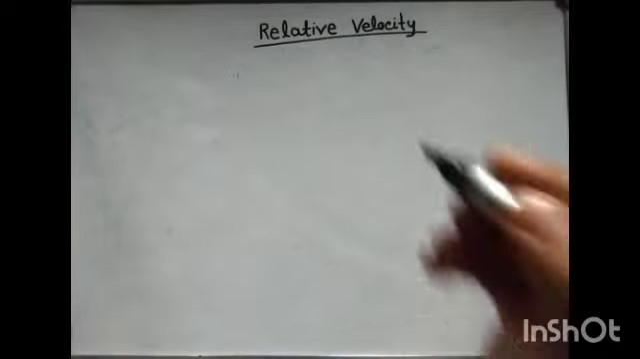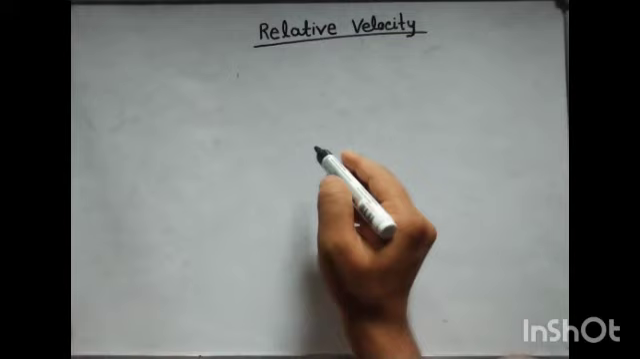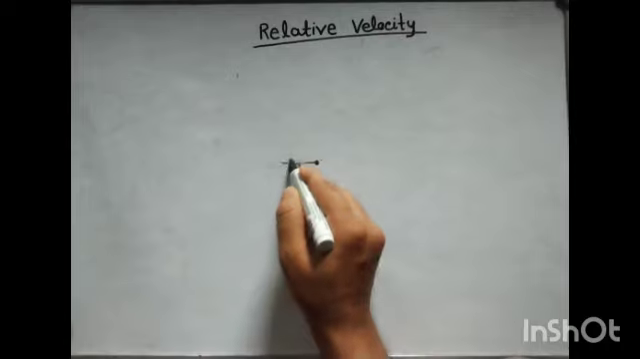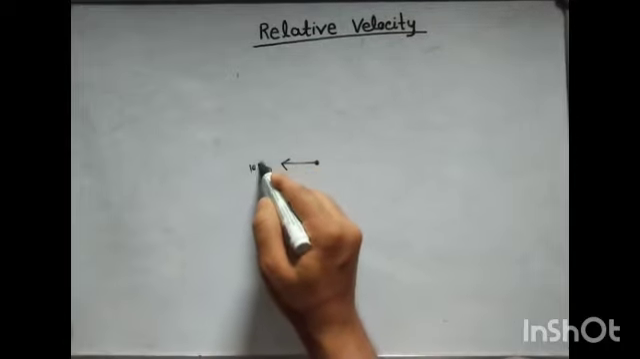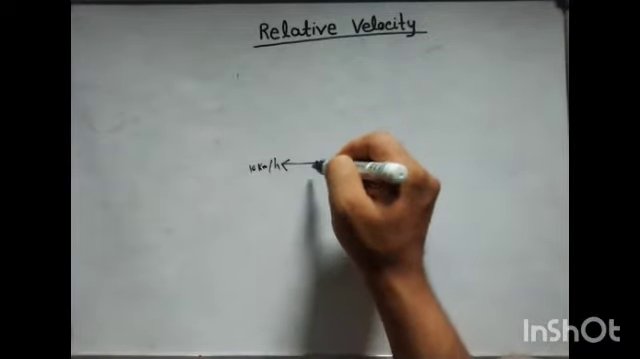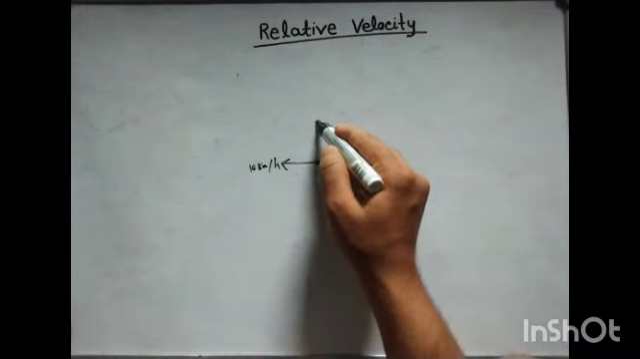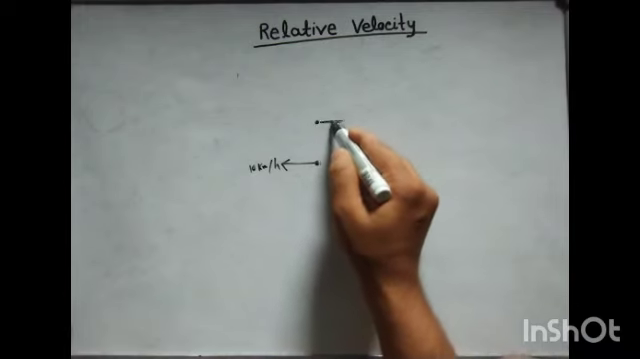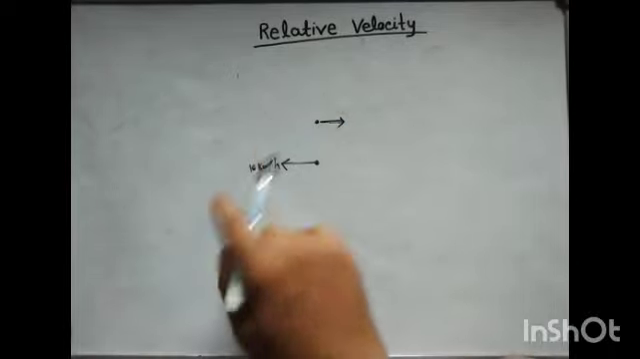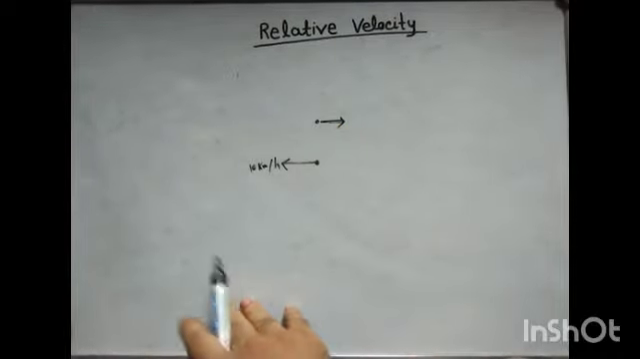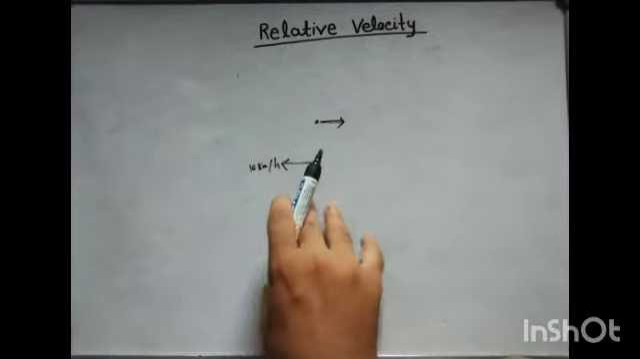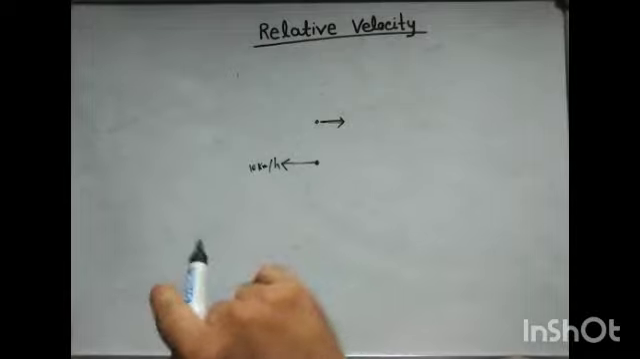Okay, today we will learn about relative velocity. What is relative velocity? Suppose you are sitting in a train and the train is moving towards west with 10 kilometer per hour speed, and you are seeing from the train that a tree outside is moving towards east, but you know that this tree is not actually moving. You are seeing that the tree is moving in the opposite direction because you are sitting in a moving train.